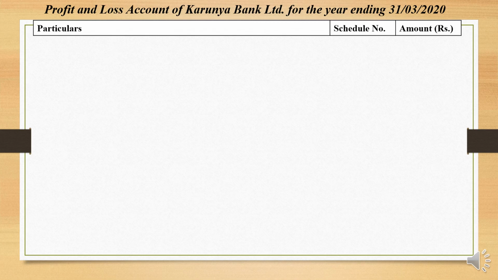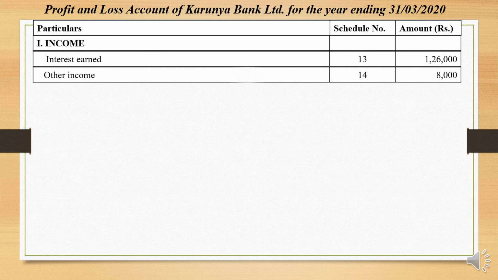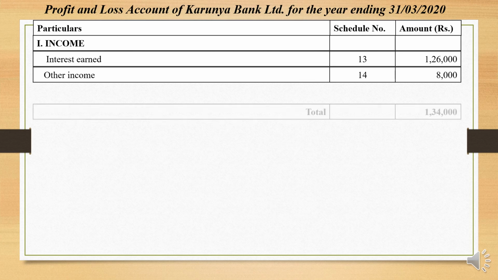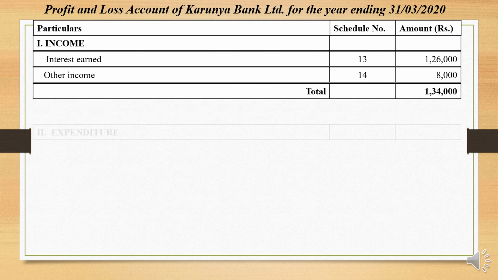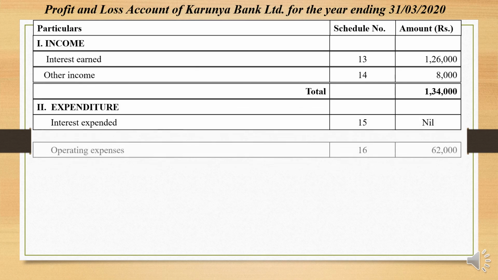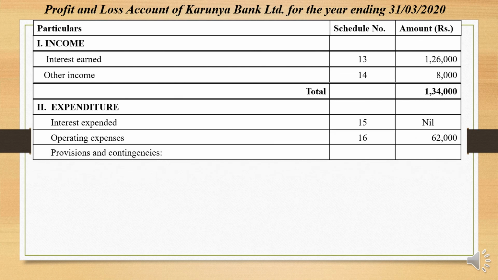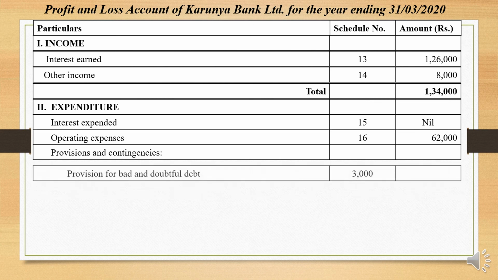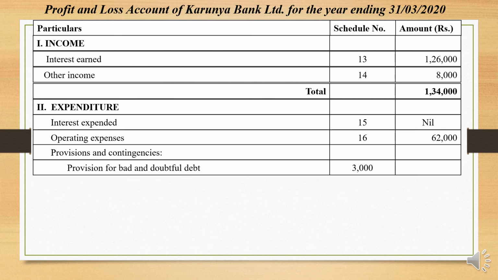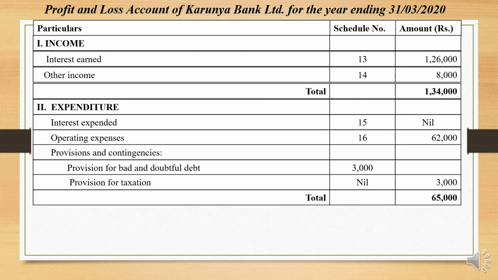We'll start with income. Interest earned, schedule number 13, is 1,26,000. Other income, schedule 14, is 8,000. So the total is 1,34,000. Then we have the expenditure. Under schedule number 15, interest expended is nil. Operating expenses, schedule number 16, total is 62,000. For that we have to add provisions and contingencies. Under that, provision for bad and doubtful debts is 3,000. Provision for taxation is nil. So outside we write 3,000. So the total expenditure is 65,000.